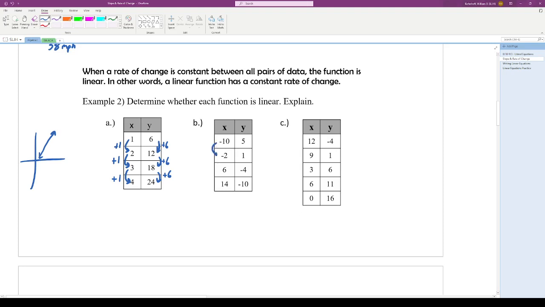For B, we have a different step size. So if we go from negative 10 to negative 2, if we think of our number line, we've gone to the right by 8 steps. Same thing from negative 2 to 6, we've gone 8 steps to the right, and then again 8 steps. And as we saw above, we get that by subtraction. So 14 minus 6 is 8.